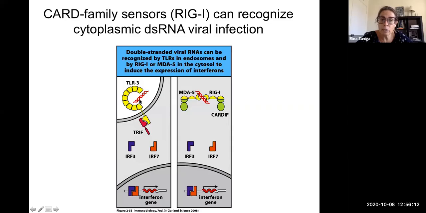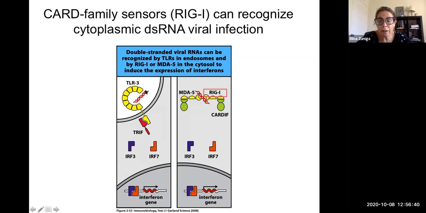And in this case, when it binds, it can signal via toll-like receptor 3, which uses TRIF as an adapter, and this will lead to the activation of IRF proteins. So TRIF always leads to the activation of IRF proteins and the production of interferons. Remember, IRF proteins are transcription factors that induce transcription of interferons, okay?